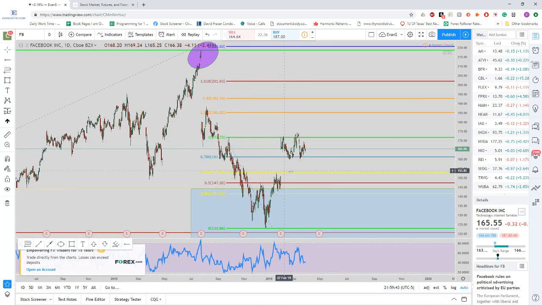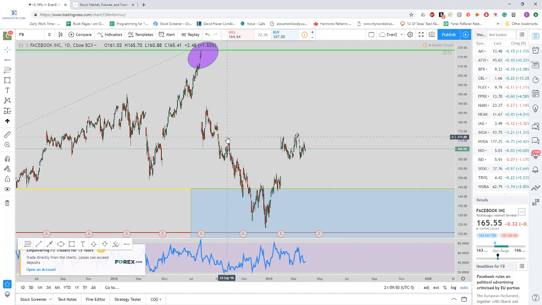Of course, you know how I feel about gaps. 9% of the time gaps come and get filled. So you do have this one right down here, and we'll move that Fibonacci retracement level. Then you have this huge one right up here as well. So that one's going to be interesting as well.